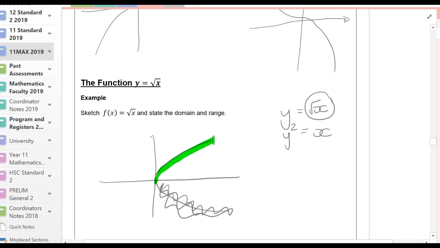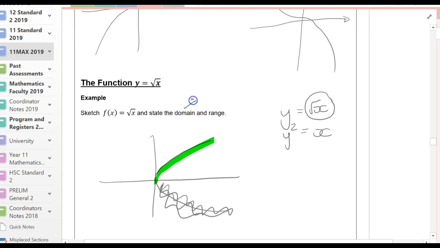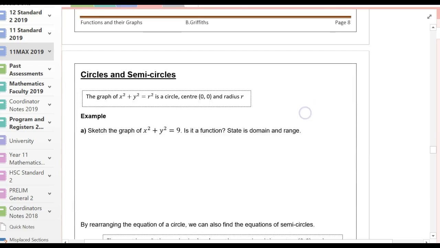That's the graph. Let's think about the domain. The domain, x is greater than or equal to 0, and the range is the same. y, oh, that's the wrong way, is greater than or equal to 0. Which, if you look at the equation, if I sub in, I can't sub in a negative, I can sub in 0. No matter what I sub in, I'm always going to get positive or 0.